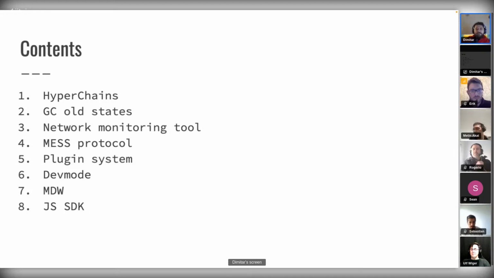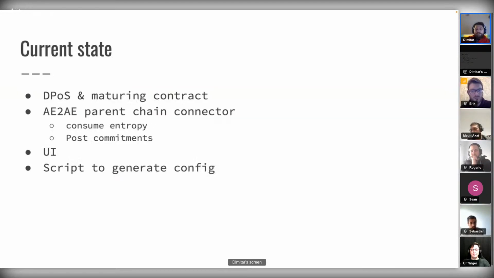So without further delay, let's discuss Hyperchains. Basically, our current state is that we're almost there. We have a relatively mature smart contract where our nodes are consuming entropy from the parent chain, and they're also producing commitments on the parent chain. The staking and staking UI is in a really good shape. It also has functionality so stakers, validators can change their names and icons and stuff like that, so it feels stable and mature as well.